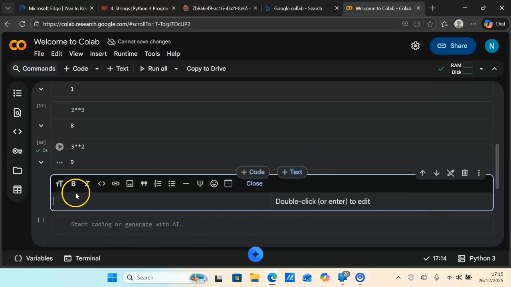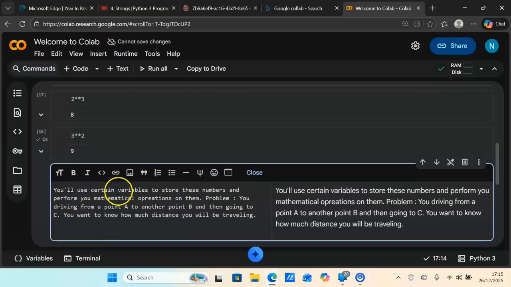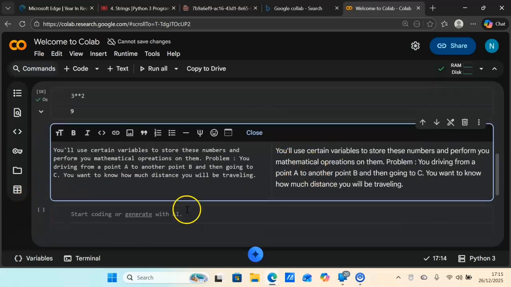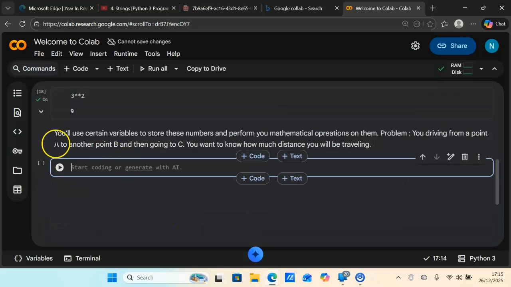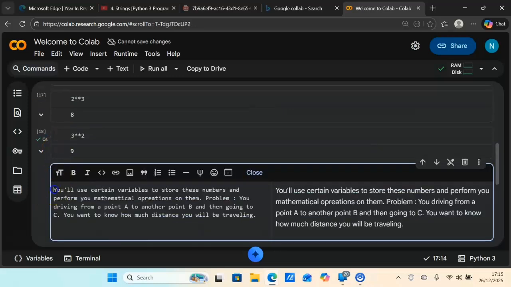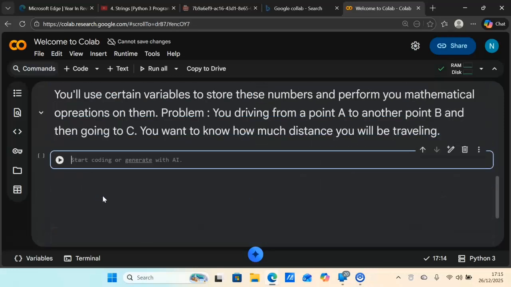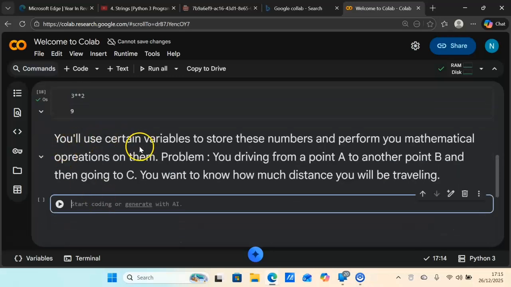So in text, this is what I mean. Let me write it. You will use certain variables to store these numbers and perform your mathematical operations on them.